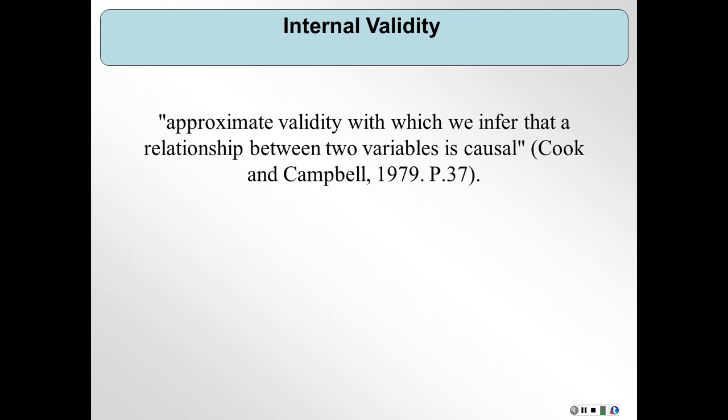So a good synonym for the term internal validity is causal validity. As I said a moment ago, quoting from Cook and Campbell, we can infer that a relationship between two variables is causal. So, causal validity. If you can show that you have high internal validity, in other words, high causal validity, then you can conclude that you have strong evidence of causality. However, if you have low internal validity, you must conclude that you have little or no evidence of causality.